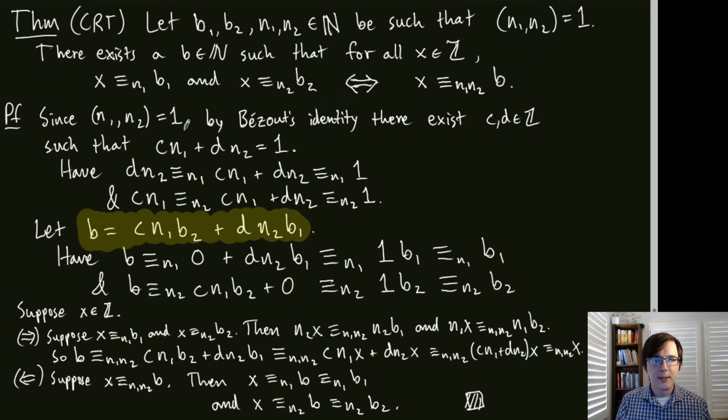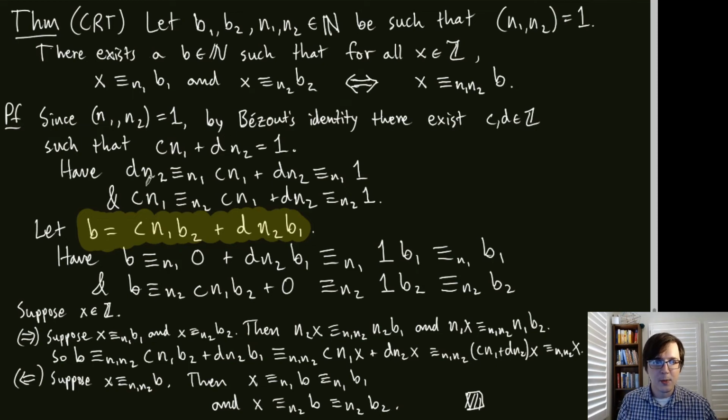And so the way that the proof goes is we first use the fact that the GCD is 1 to use Bézout's identity to get some integers c and d, where c times n1 plus d times n2 is 1. So there are 2 things that we can observe from this. And that's from taking this equation that we just got, modulo n1, and taking it modulo n2.